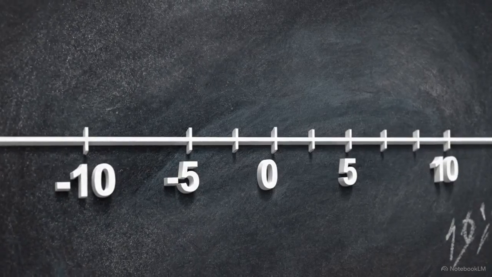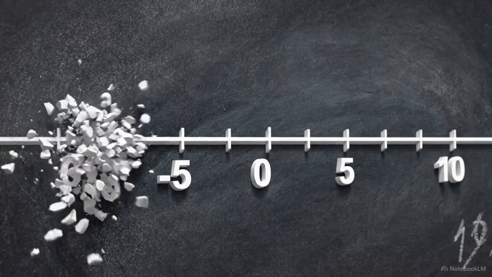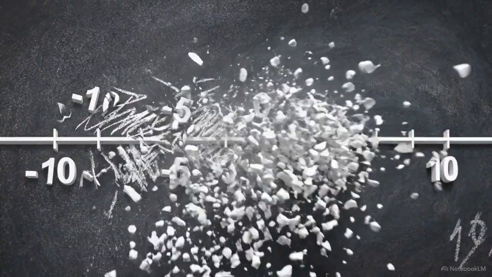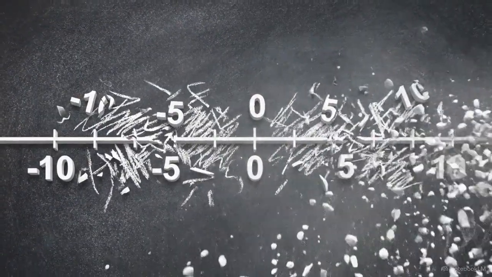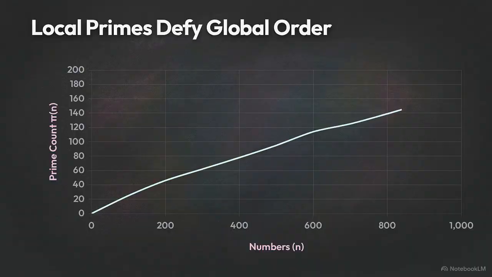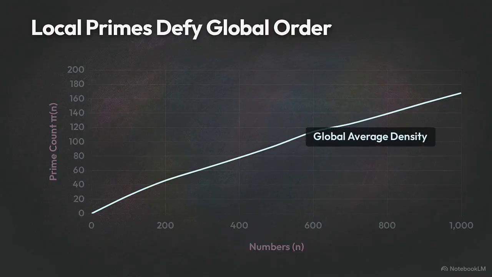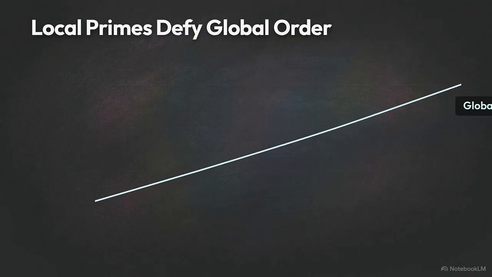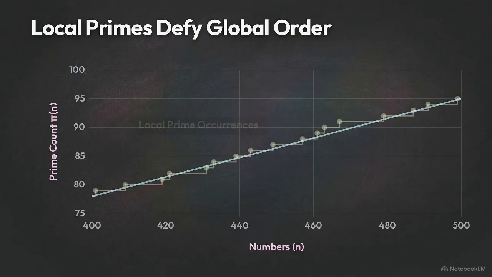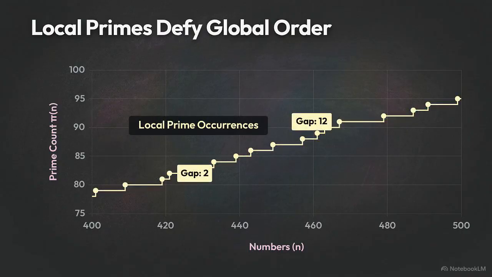We know that prime numbers go on forever, but mapping their exact placement along the number line leaves you with chaotic static. At a global scale, prime density follows a clear curve, but zoom in to the local level and that predictability vanishes, leaving a sequence that defies simple patterns.